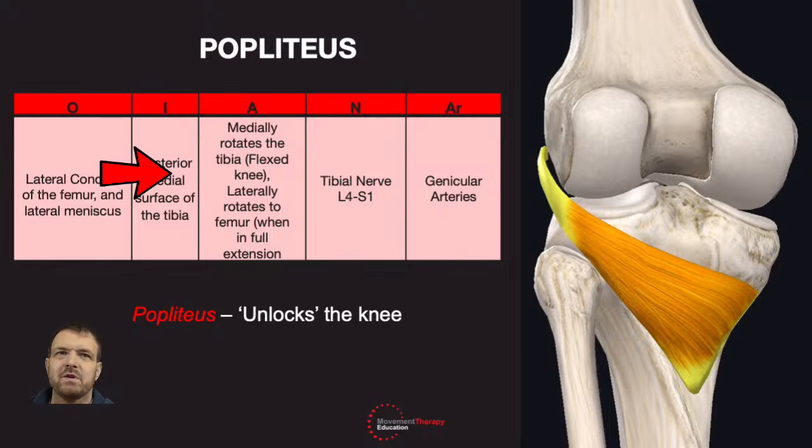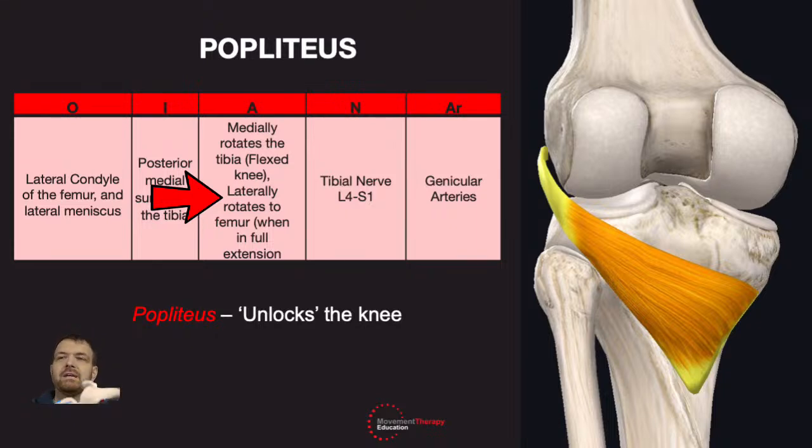It can get a little bit confusing from time to time, but basically what you need to know is that the popliteus muscle at the back, one of its roles is to unlock the knee. So it medially rotates the tibia with a flexed knee, and laterally rotates the femur in full extension. But again, you're going to struggle getting that if it's in full extension already, because then it's already in that locked position.